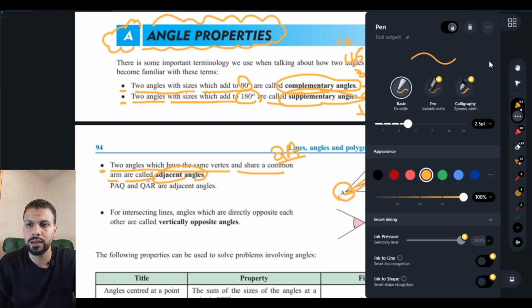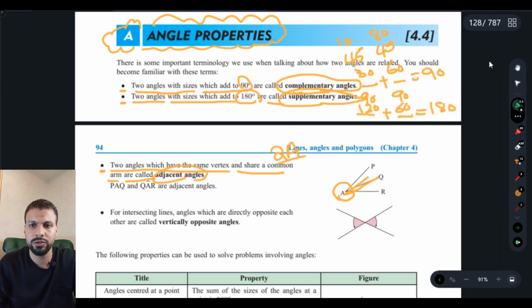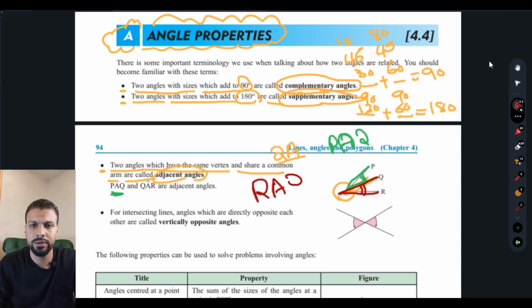Let's take that in green. The first angle is BAQ. This angle, BAQ. And the second angle is RAQ. This is the second, RAQ. RAQ or QAR, we can call all of them adjacent angles.